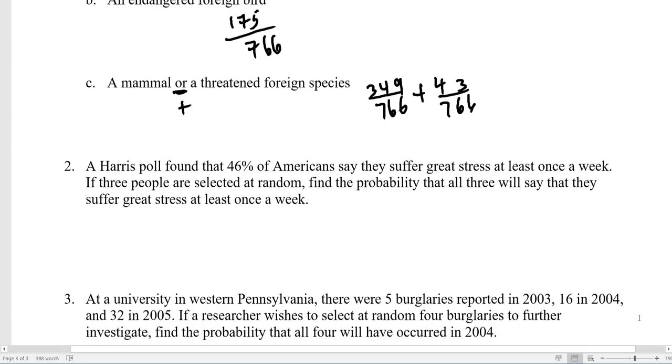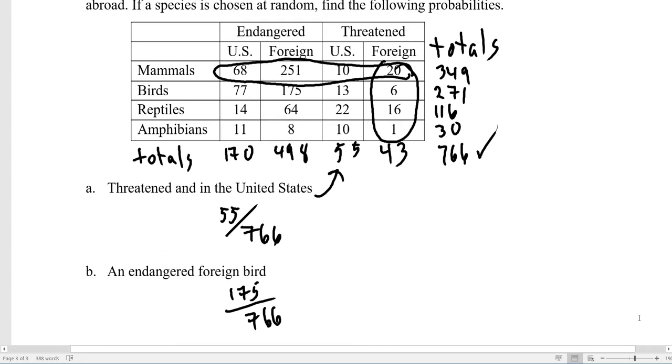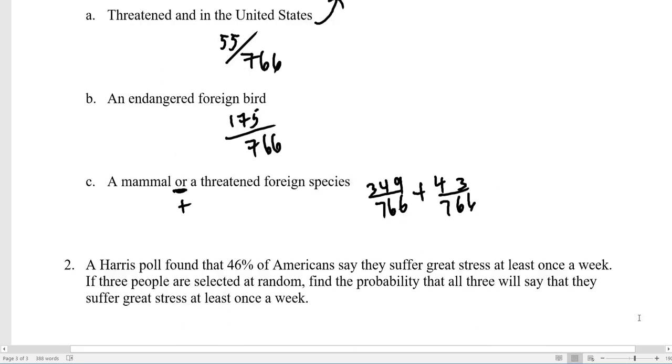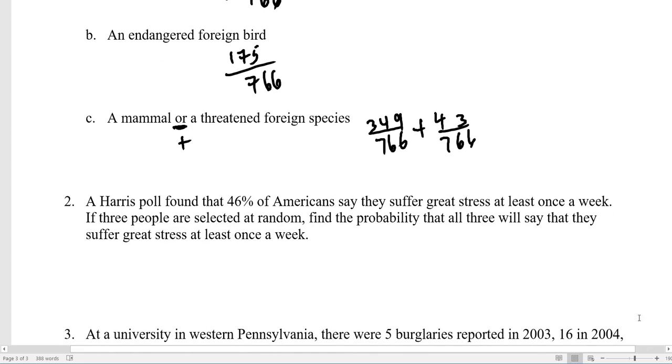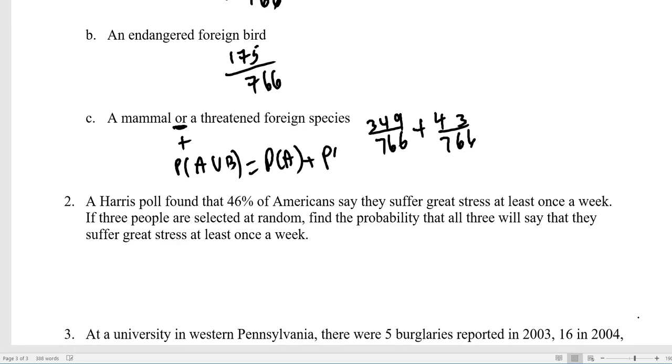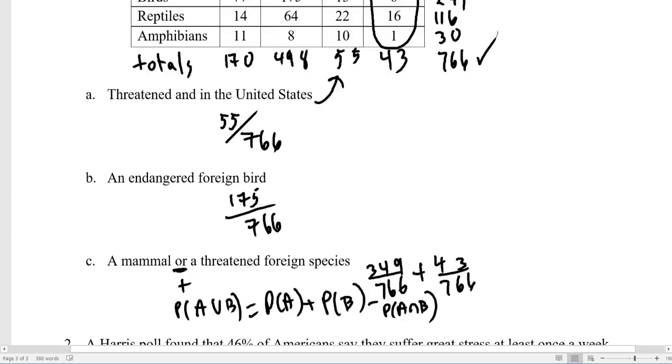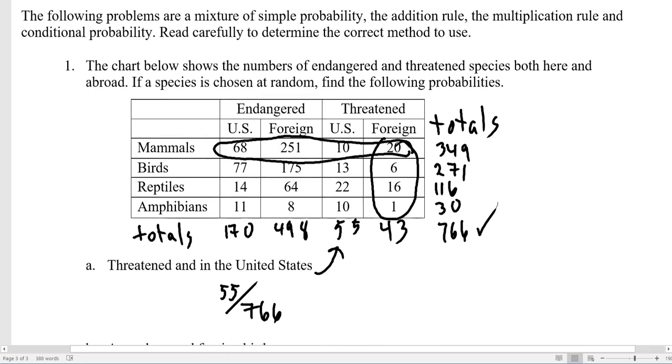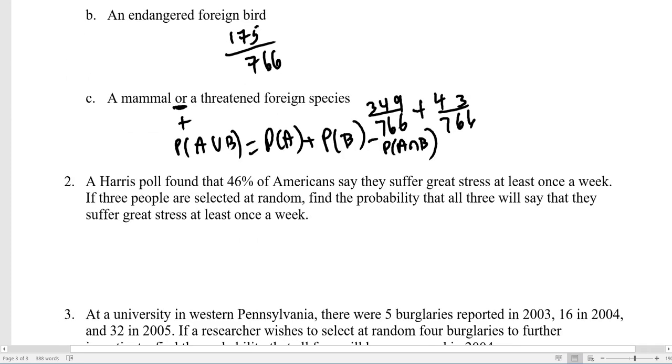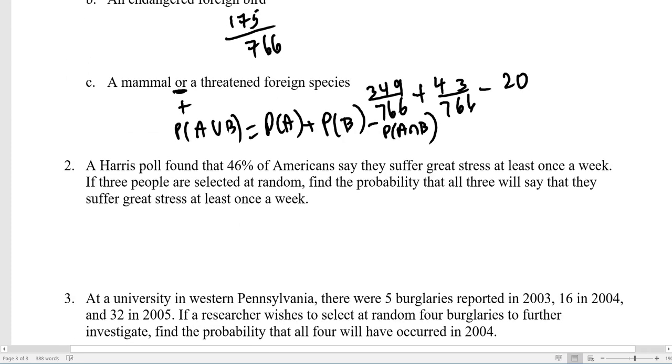You need to know this from before. Look at what we did. When I count this and this, you have to subtract that's what that is minus the overlap. The overlap, I don't want to use a formula for that. It's just the 20. So just subtract the 20 out of 766.